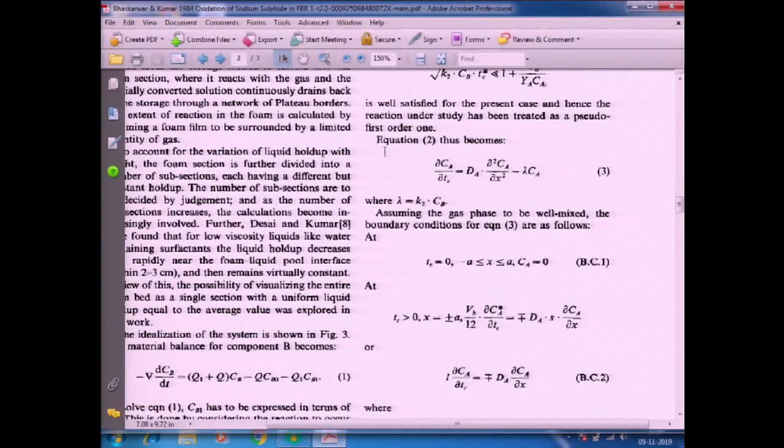It will be minus or plus depending on x is plus A or minus A, or you take just minus here and then write other condition. For all times at x equal to 0, dou Ca by dou x is equal to 0, right? Okay. Now let us see whether you have been able to do it. That was the part of your homework.